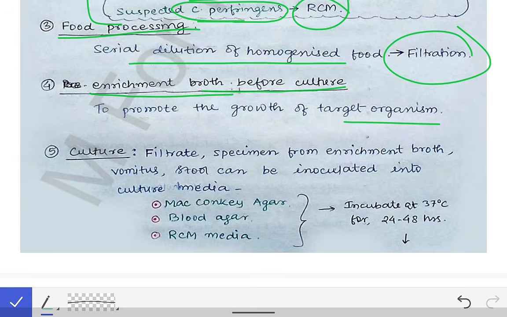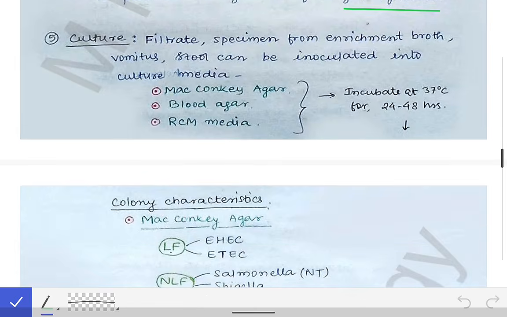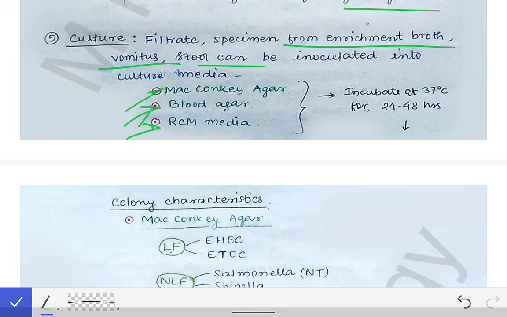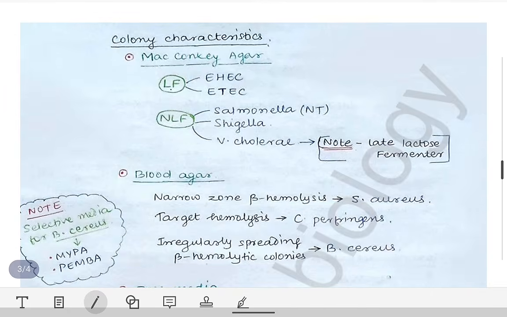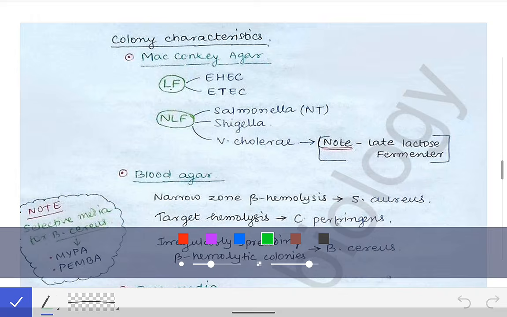And then after that we will do the culture. So how are we going to do the culture? So for the culture we will use the filtrate, and the specimen from the enrichment broth plus the vomitus or the stool can be inoculated into any one of the culture media. So culture media that we are going to use are the MacConkey agar, the blood agar, and the Robertson cooked meat broth. After inoculation, then we have to incubate it at 37 degrees centigrade for 24 to 48 hours. And after incubation we'll see the colony characteristics.